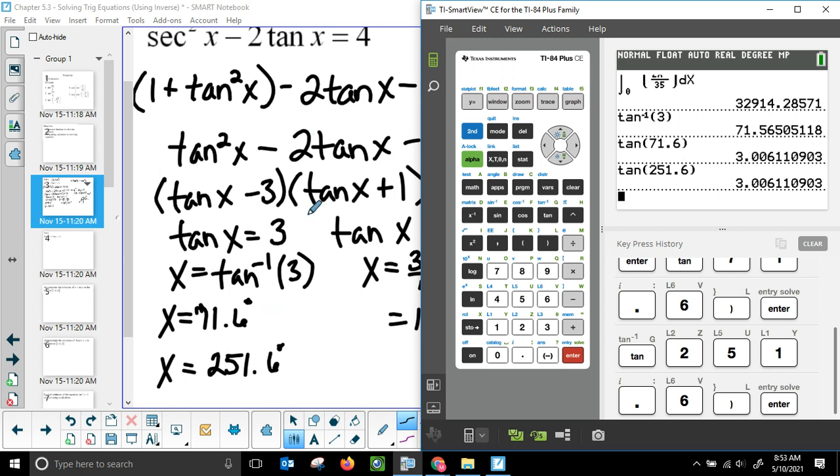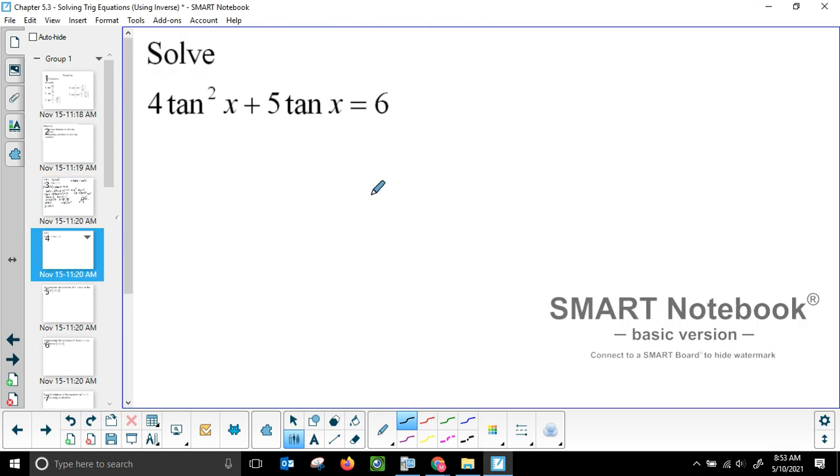All right. Go ahead and try this one. It will work similarly. Of course, do remember that you're going to want to set it equal to 0 first before you can factor.